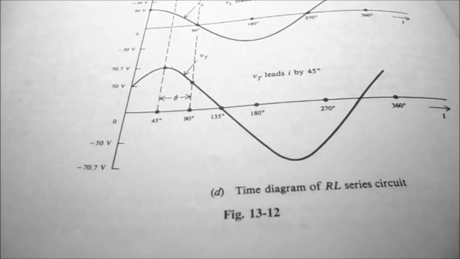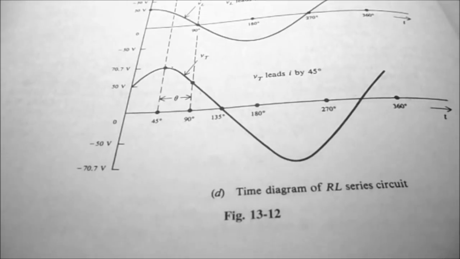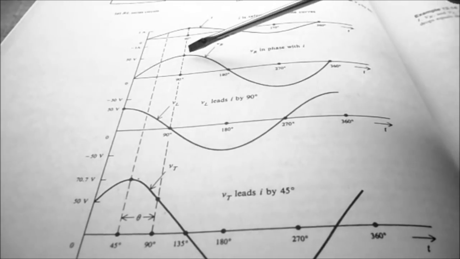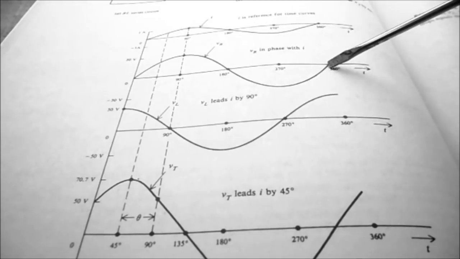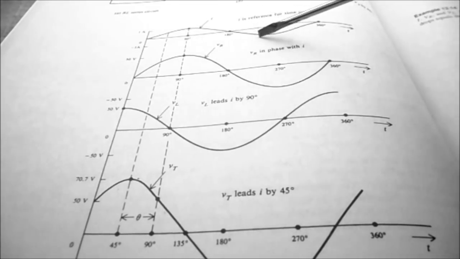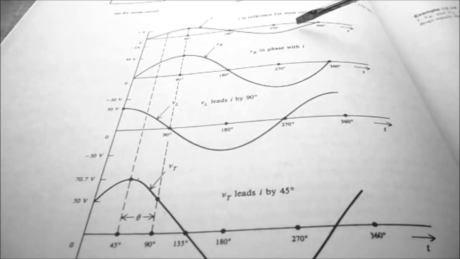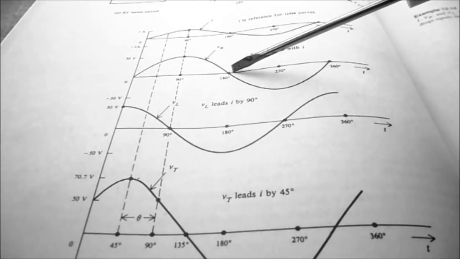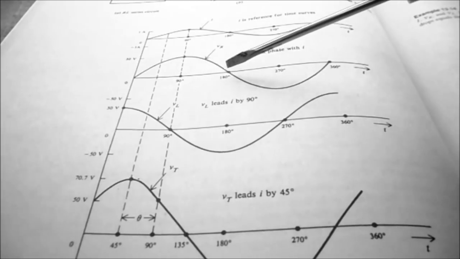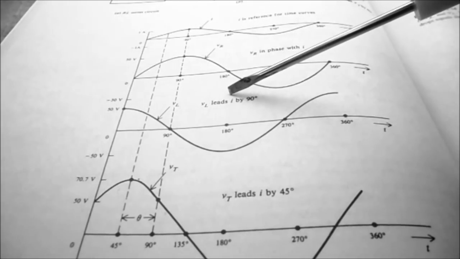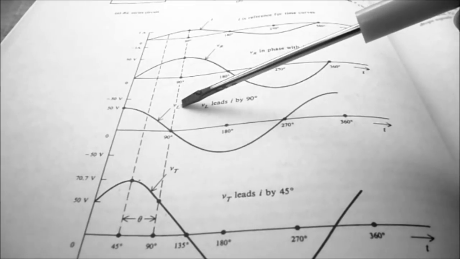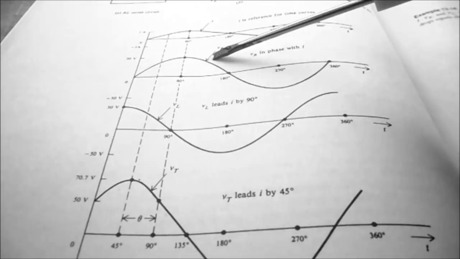You can see figure 13-12 shows us the timing diagram of an RL series circuit. So I just wanted to remind you that VR, the voltage across the resistor, will share the same phase as the current. So we can't see current on the oscilloscope, so the phase angle for the current will be the same as the phase angle for the voltage across the resistor. Now VL is going to lead I by 90 degrees. That means the voltage across the inductor is going to lead VR by 90 degrees. So that's what we're looking for when we look on the oscilloscope.